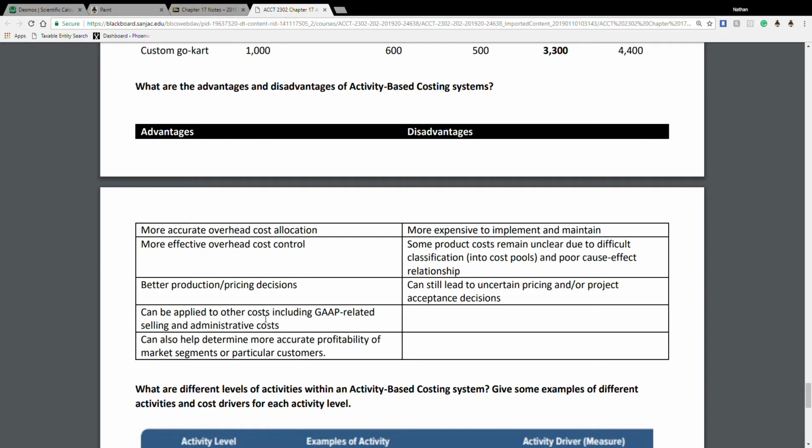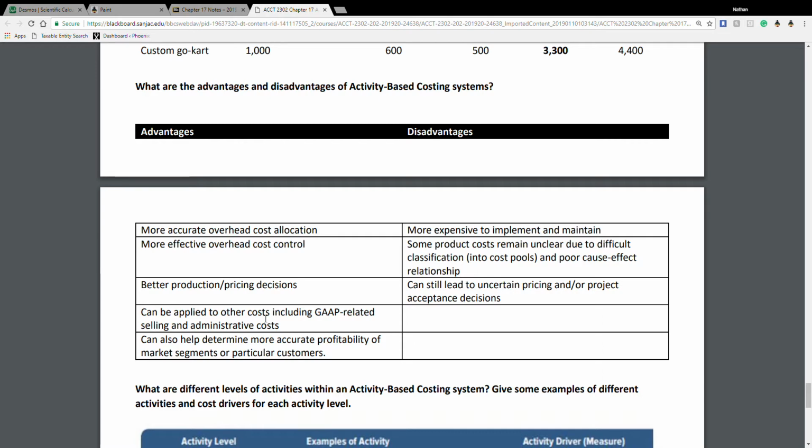I mean, that does happen, but again, sometimes it's taking the more accuracy over a few disadvantages. Okay? Again, more cost benefit right here. It is more expensive, but will it save us more money and help us out in the long run? That's how we have to think about this. And it can always lead to, again, uncertain pricing or project acceptance decisions. Again, managers will take whatever they want, but this is the most accurate that we can get right now.